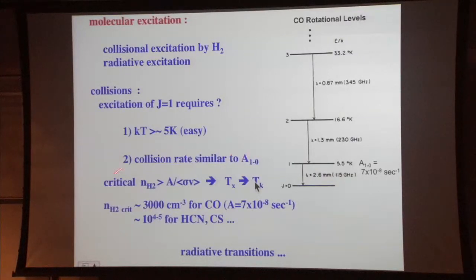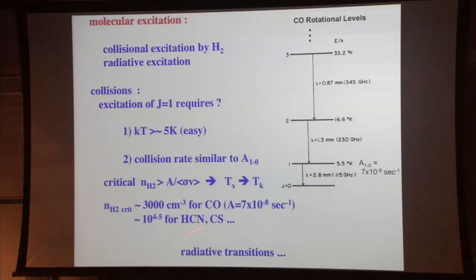Now, if you calculate the critical density, that is, what density do you need to start to appreciably excite these levels, approaching thermal equilibrium with the gas, that critical density is usually defined as NH2, the colliding particle density, greater than the A coefficient divided by sigma V, the rate constant for collisions. And the assumption is that this will lead to excitation temperatures approaching the kinetic temperature when you get to that point. So for CO, if you plug in these numbers, it is about 3,000 per cc. The A coefficient is given by that number. For HCN and CS, 10 to the 4th, 10 to the 5th per cc.